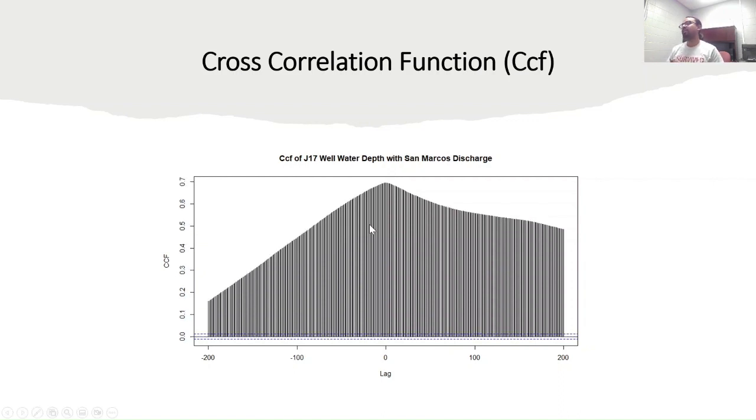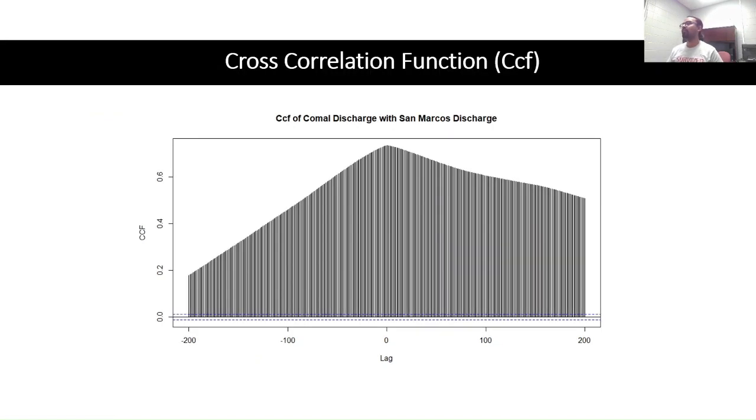And we see a similar trend here in San Marcos discharge as well, with the NC17 well depth, and at the end, Comal's discharge and San Marcos discharge. I also performed cross correlation between them, with highest value again seen slightly on the right positive side of the lag axis, saying that San Marcos discharge is lagging behind Comal discharge by a few days.